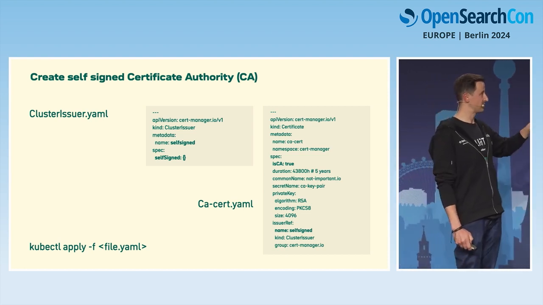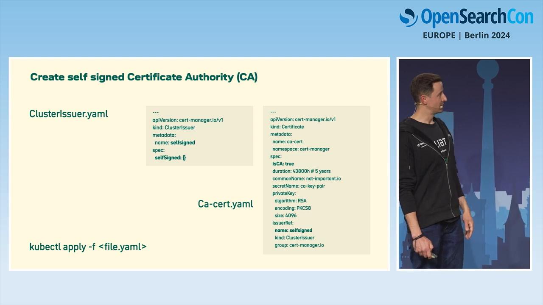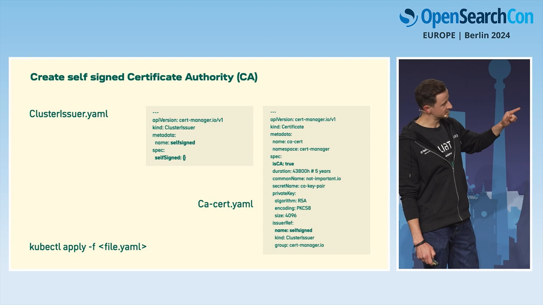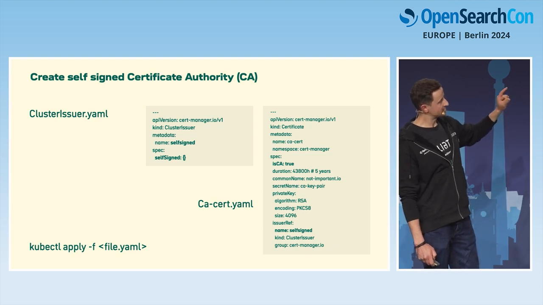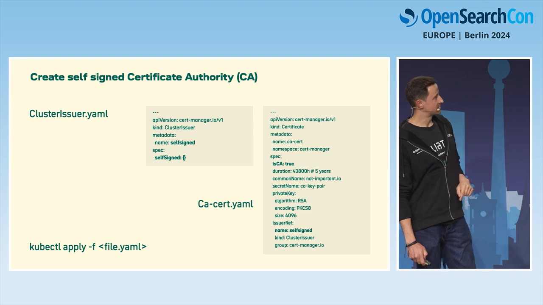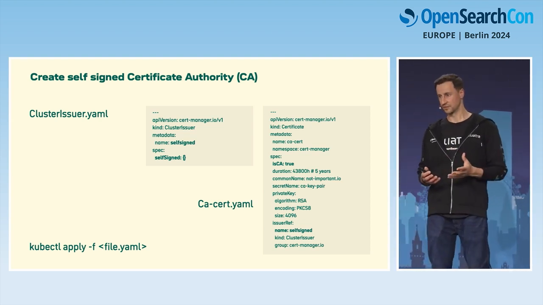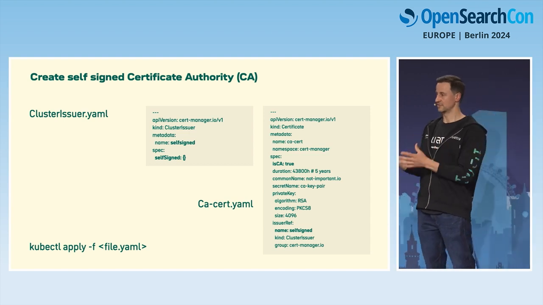So once you wrap your head around this, the rest is pretty simple. The ClusterIssuer is the first step. I try to highlight, I hope it's visible, the parts that are quite important. The first thing is the ClusterIssuer in this case is self-signed. So we're going to create a master certificate that will then be used to sign the rest of the certificates.